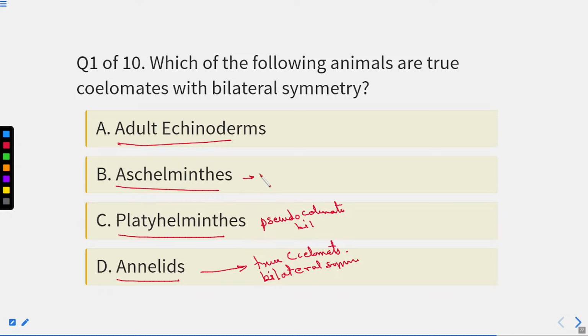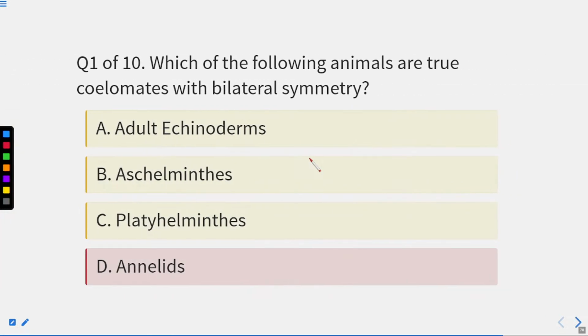Aschelminthes is showing true coelomates? No, it is acoelomate, right? This is showing acoelomate. So which one is the correct? Annelids are the coelomates with bilateral symmetry. So true coelom is shown by the annelids, and they also have bilateral symmetry.